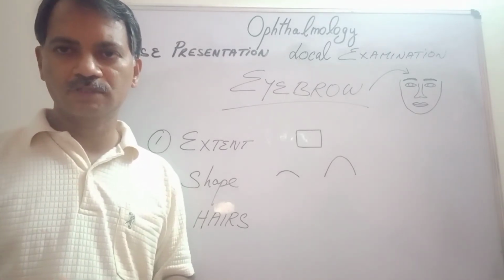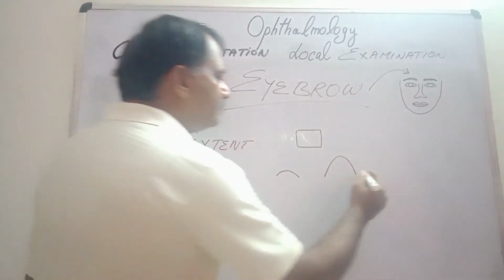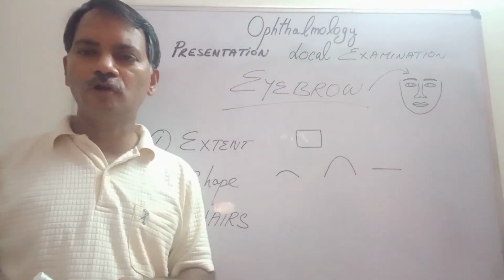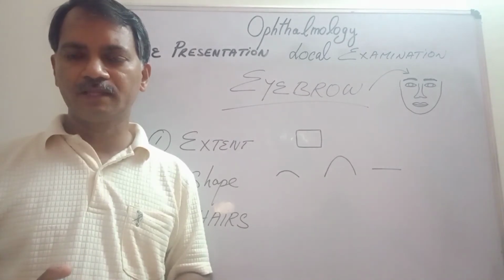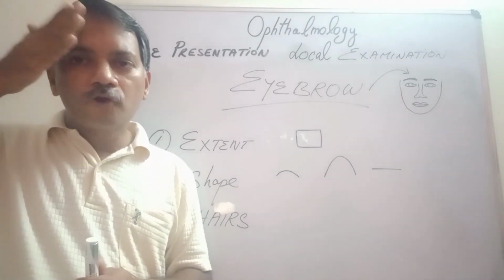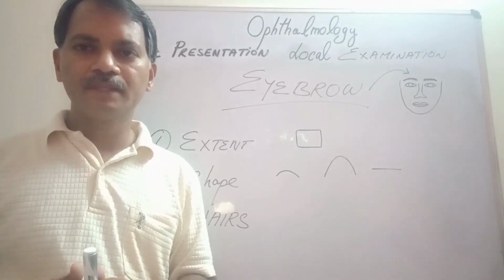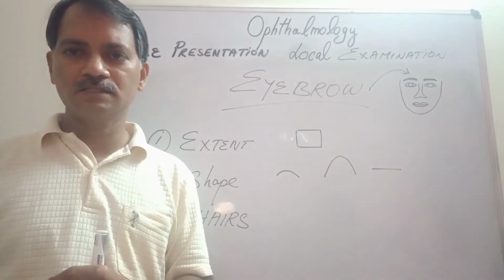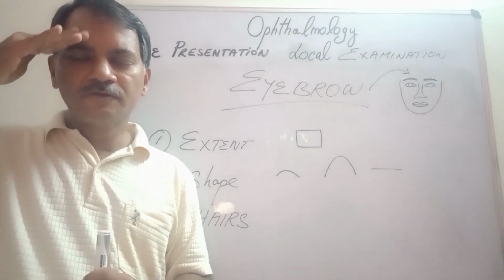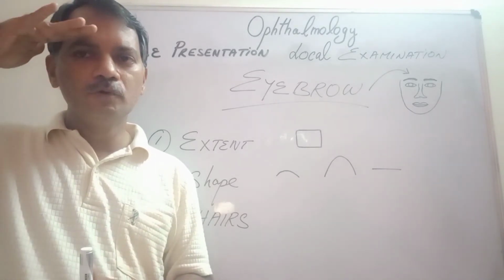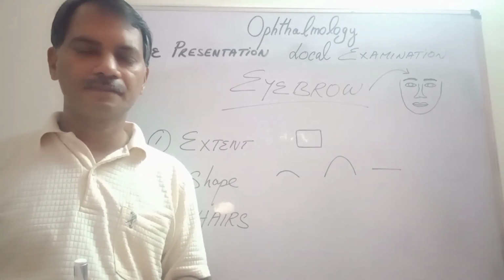Sometimes the eyebrow may become flat like this. It will not have any convexity at all. In which condition will you see this? In case of frontalis muscle paralysis or facial nerve paralysis, because the frontalis is totally flaccid, the eyebrow becomes flat.